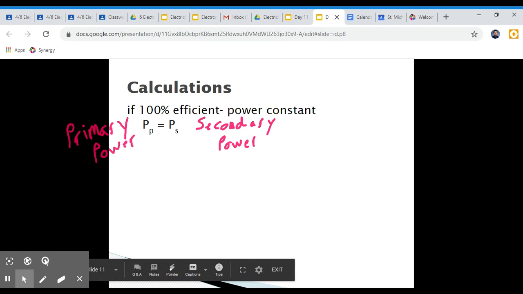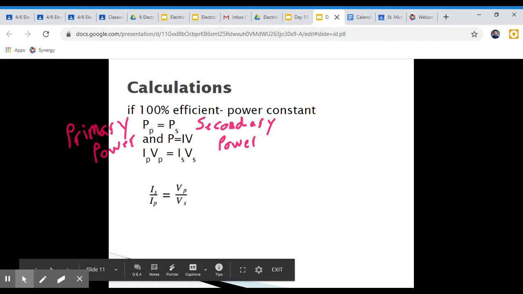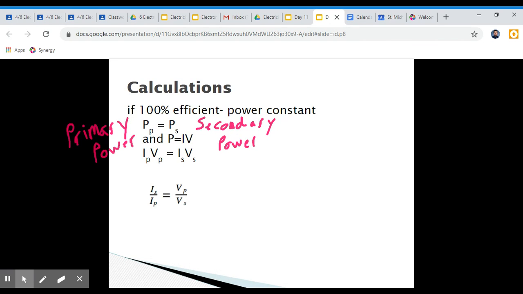All right, well, if we know our equation for power is current times voltage, then we can say that current in my primary times voltage in my primary is equal to current in my secondary times voltage in my secondary. And what this allows us to do is set up some ratios that come in pretty handy. If you rearrange this equation so that you have your currents set up as a ratio and your voltages set up as a ratio, you end up with current in the secondary over current in the primary is equal to voltage in the primary over voltage in the secondary.